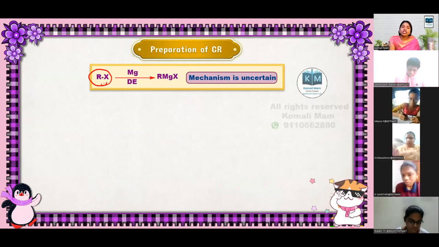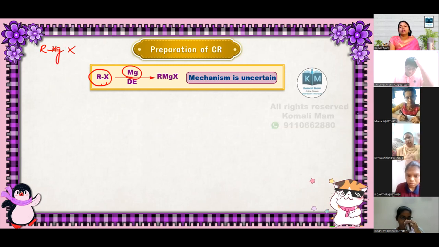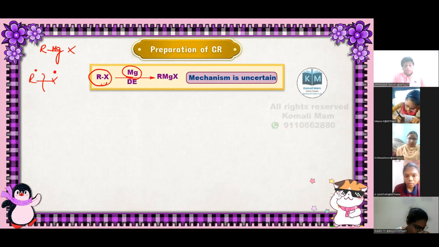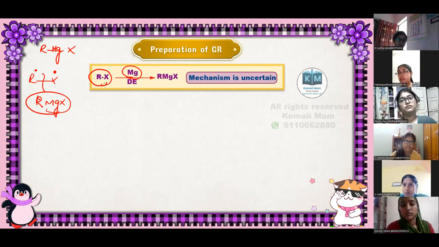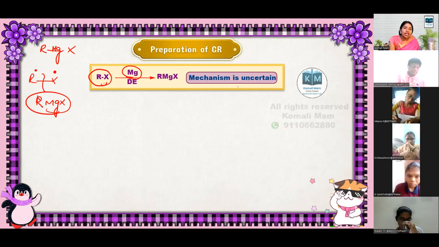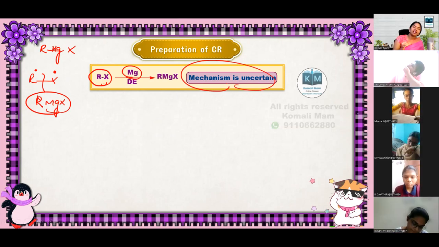It results in the formation of, see, this R and here X is there. This magnesium will come and insert between these two. Actually, first the R-X bond breaks, one radical here and one radical here. Magnesium has two electrons in the valence shell, so it combines with R on one side and halogen on the other. Both combine and we get RMgX. One point: the mechanism is uncertain. It is not clear whether the mechanism takes place through free radicals. Simply, RX reacts with magnesium to give RMgX.